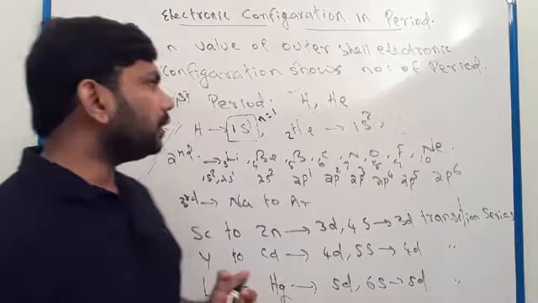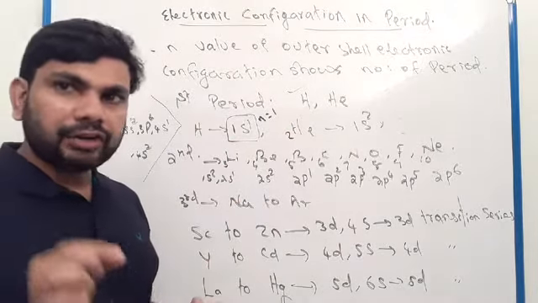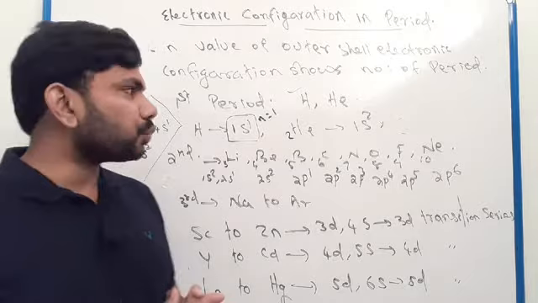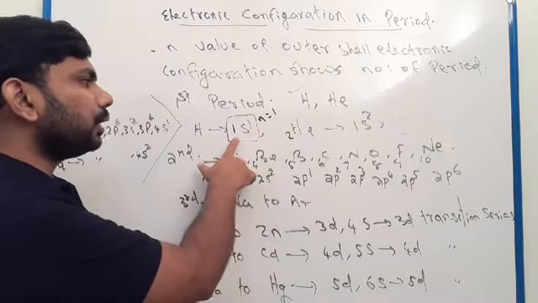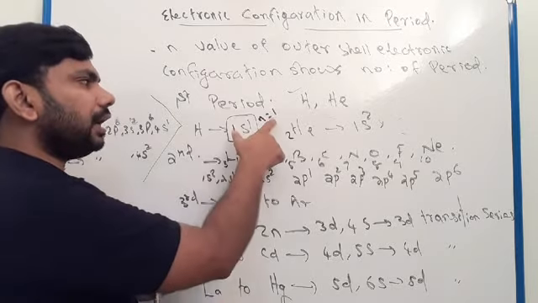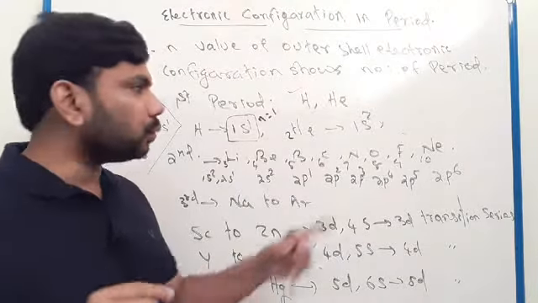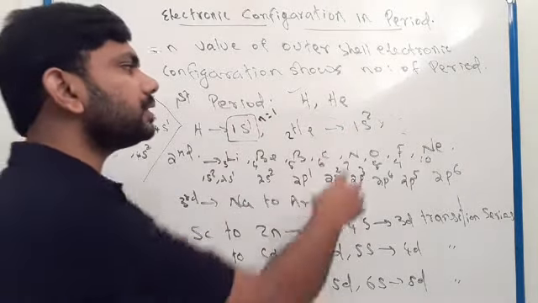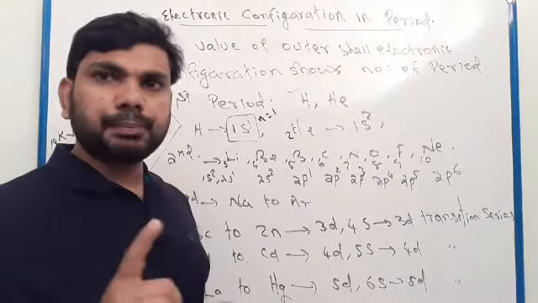We know in the first period there are two elements, hydrogen and helium. Hydrogen, atomic number 1, is 1s1. Here n is equal to 1, so it will be in the first period. Helium, atomic number 2, is 1s2. Also here n is equal to 1, so helium is also in the first period. Clear.